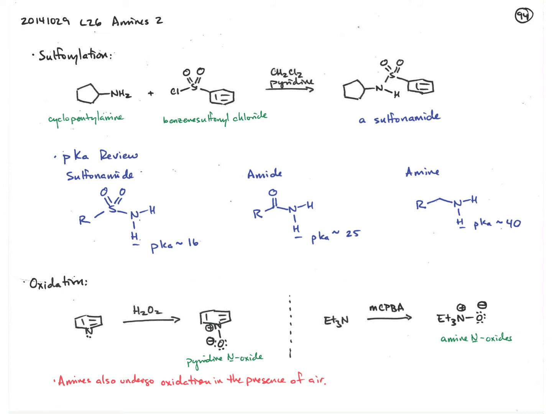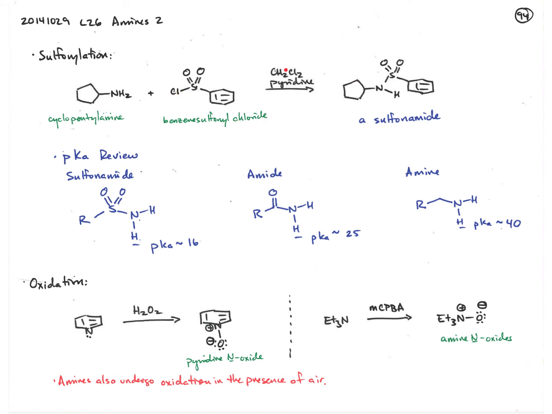Another reaction that's similar to acylation is called sulfonylation. And instead of having a carbonyl, we're ending up with a sulfonyl group, and we produce a sulfonamide. So if we have cyclopentylamine, again, this is a primary amine, we're going to react with this molecule here, which is called benzene sulfonyl. There's the sulfonyl group, chloride here. So that's the leaving group.